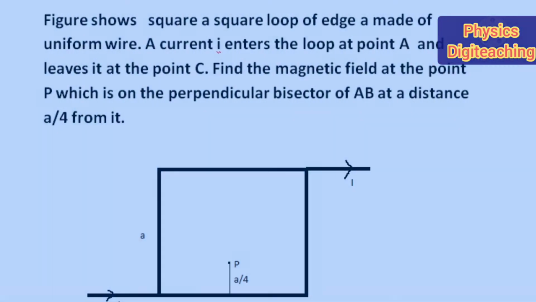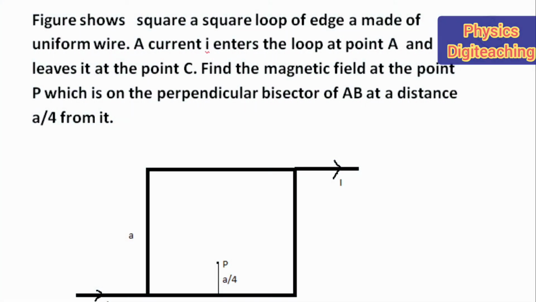Let's see our today's problem. Figure shows a square loop of edge a made of uniform wire. A current I enters the loop at point A and leaves it at point C. Find the magnetic field at the point P, which is on the perpendicular bisector of AB at a distance a by 4 from it.